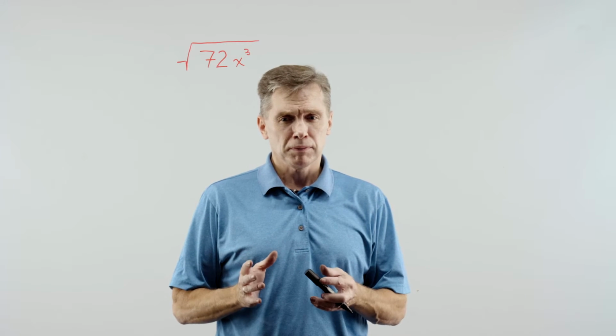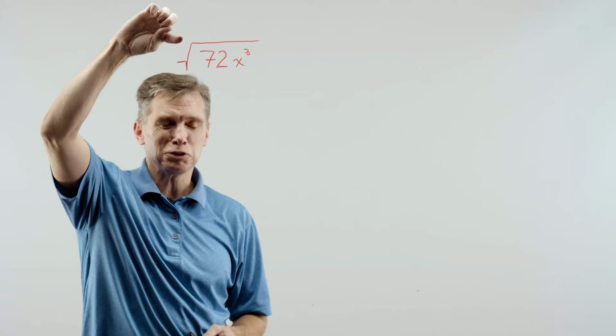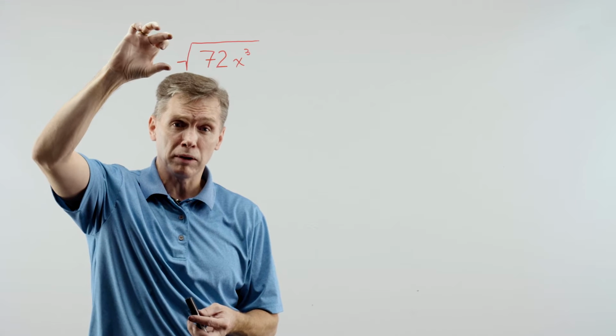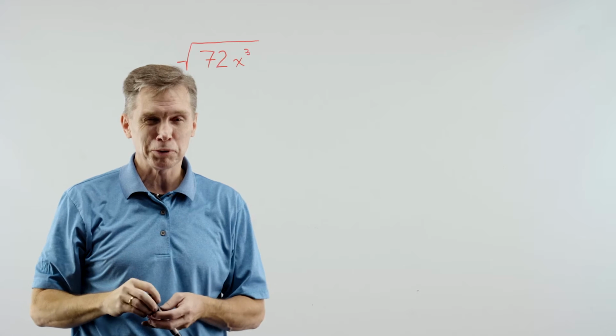All right, the directions in this problem are to simplify the radical expression. And the thought process you want to use here is first, what kind of root do you have? Like, what's the index? This is a square root. In some of your other problems, it might be a cube root or a fourth root.